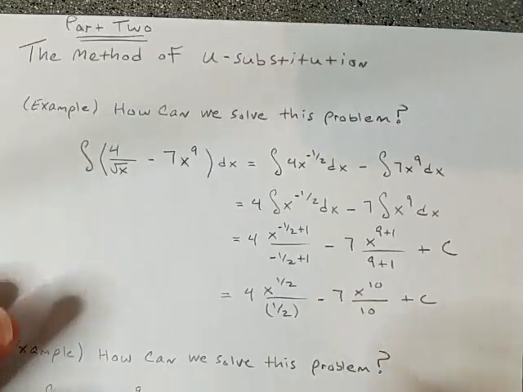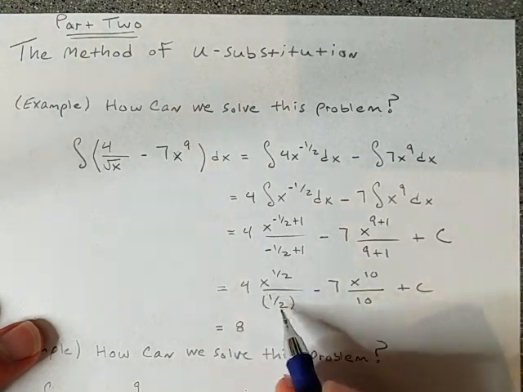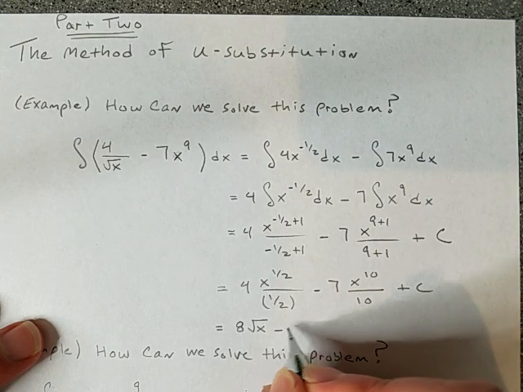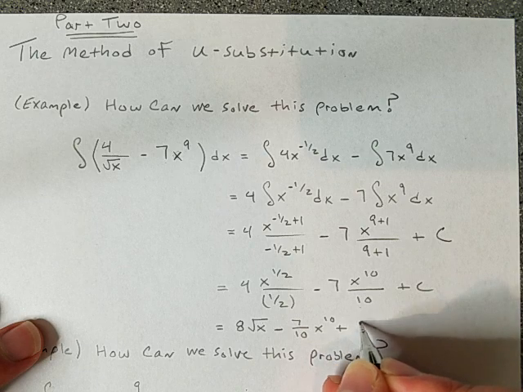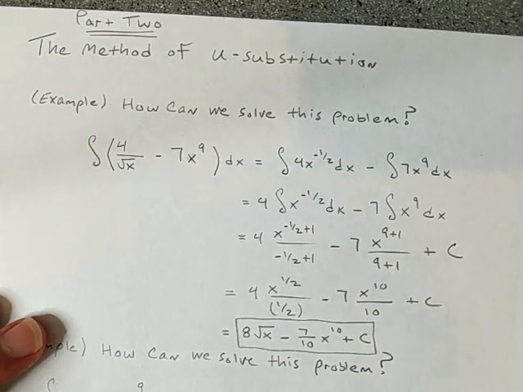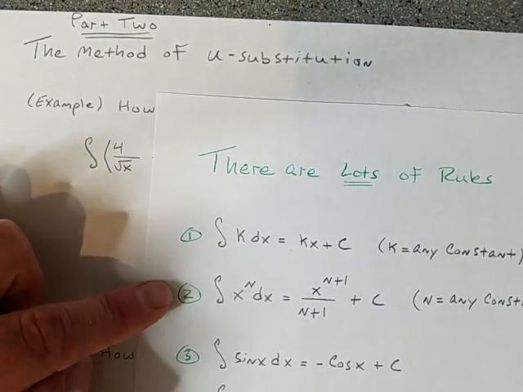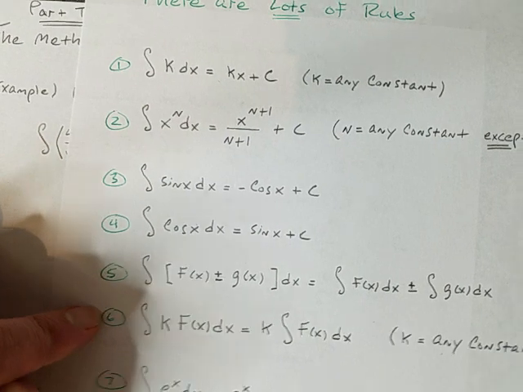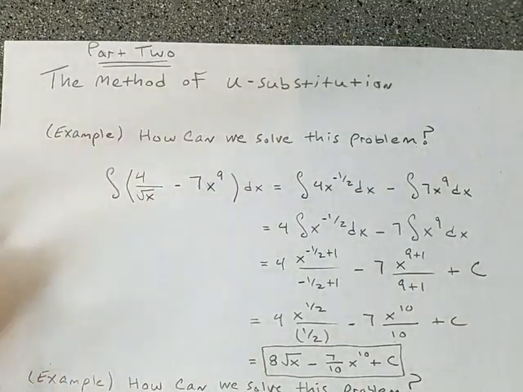My final answer, doing a little bit of simplifying: 8, because 4 divided by half is 8, root x, because that's x to the 1/2 power, minus 7/10 x to the 10th power plus c. All right, that's how you do that problem. It completely comes down to being aware of this rule, and this rule, and of course doing the math right, okay? But it's just rules. You have to learn the rules, and that might take some practice.